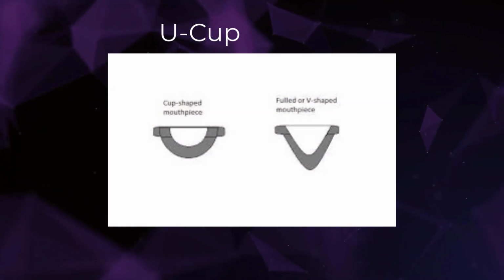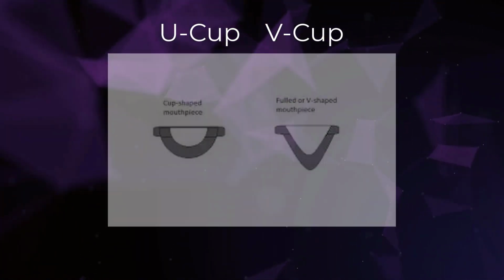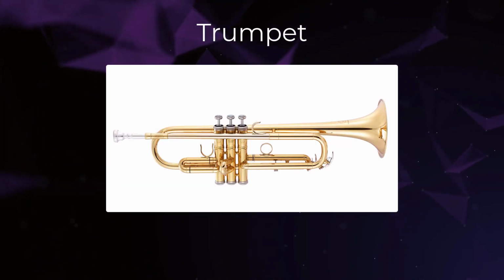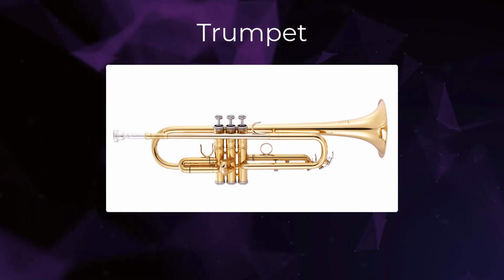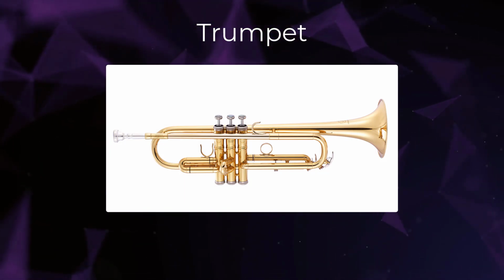Moving on to the brass family, they are made up of shiny metallic brass exteriors with either a U-cup or V-cup metal mouthpiece. The trumpet is the highest brass voice, is praised for its insane volume capacity, and was originally used for signaling people over great distances.